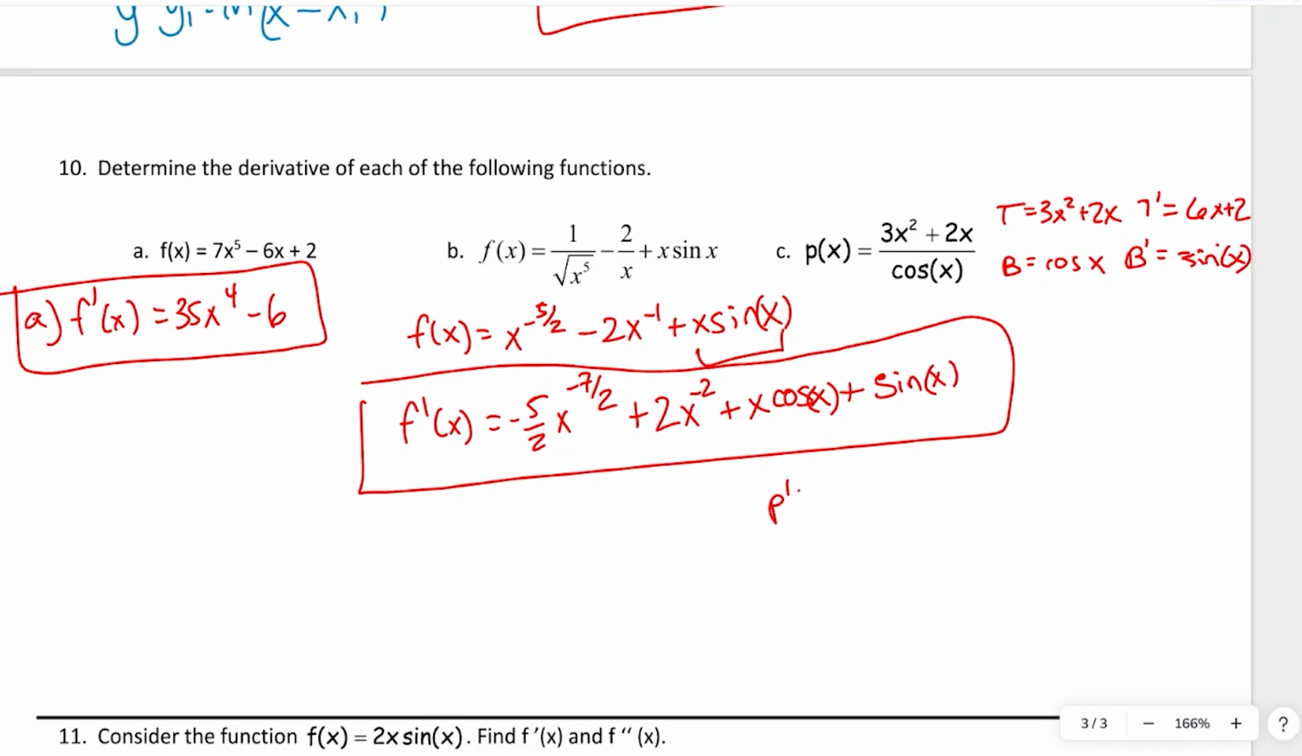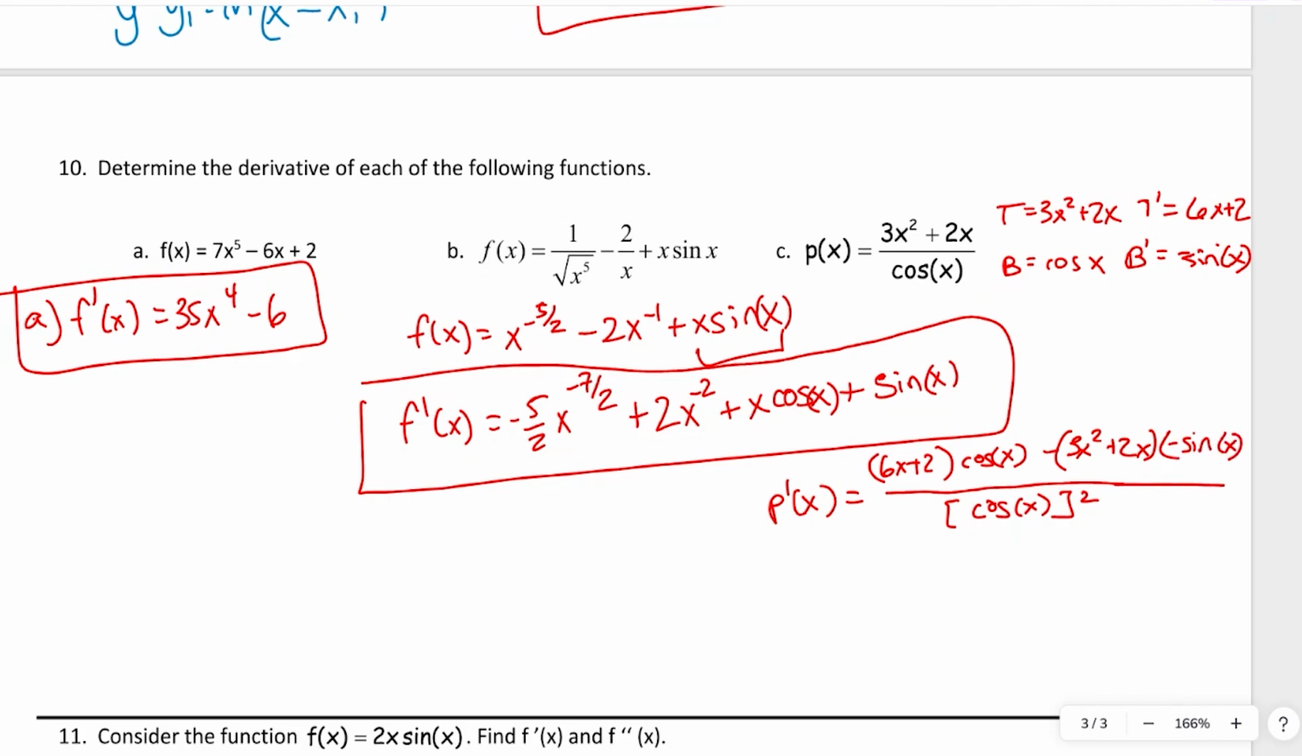So P prime of x is going to be cosine x, or let's see here. We'll start with the derivative at the top. So actually I'm going to start with 6x plus 2 times the bottom function, which is cosine x. And that should be the same function that we're squaring in the denominator, minus 3x squared plus 2x, which is the top function, times the opposite of sine x.